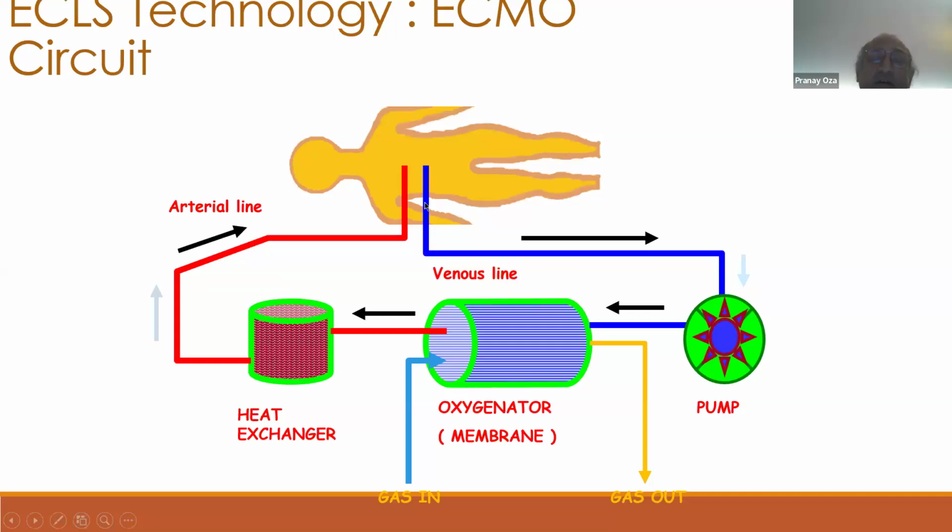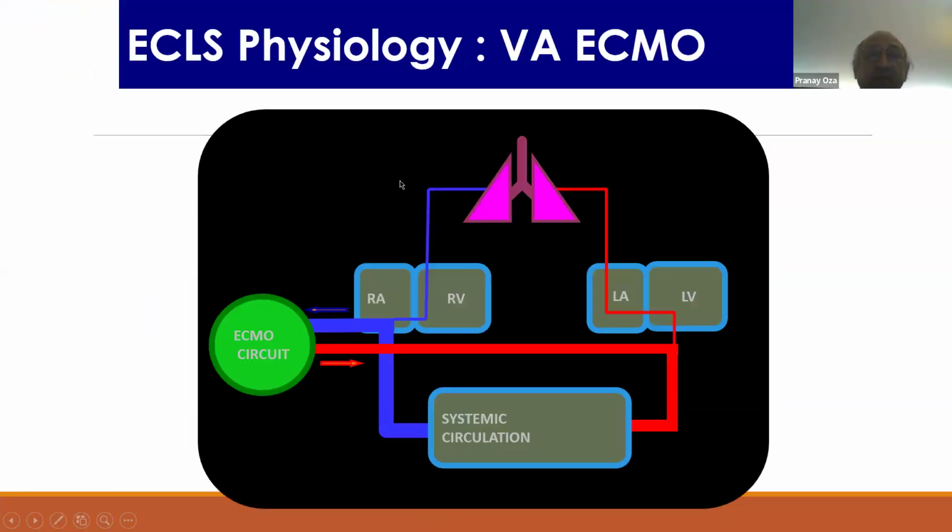So you are draining the blood from the vein. It goes to the pump that acts as an artificial heart, goes to the oxygenator that acts as an artificial lung, goes to the heat exchanger, and then goes back to the patient, either in the vein or in the artery. Now when you are talking about the physiology of VA ECMO, you should understand that the blood which you drain and goes to the ECMO circuit remains out of the heart and lung. It does not go back to the heart and lung. And from there, it goes directly to the systemic circulation.